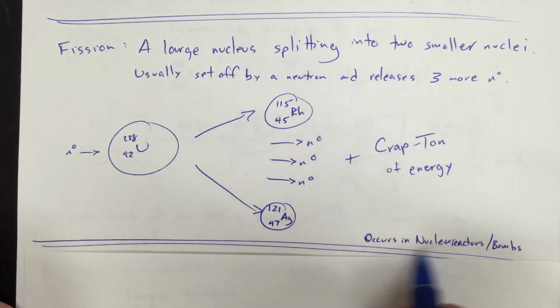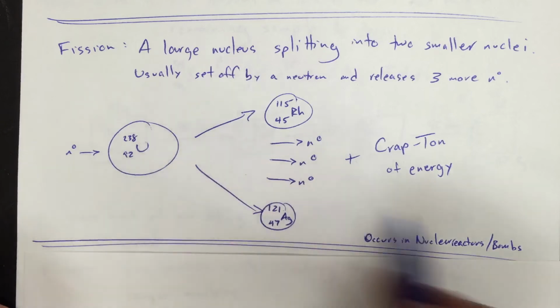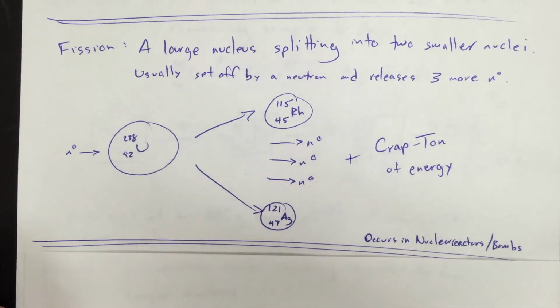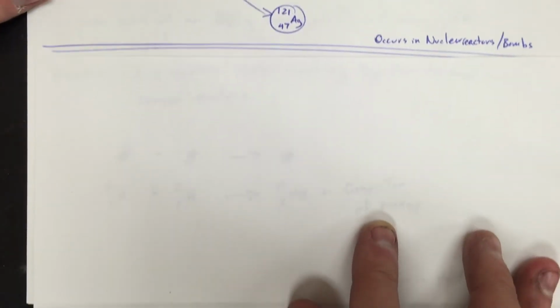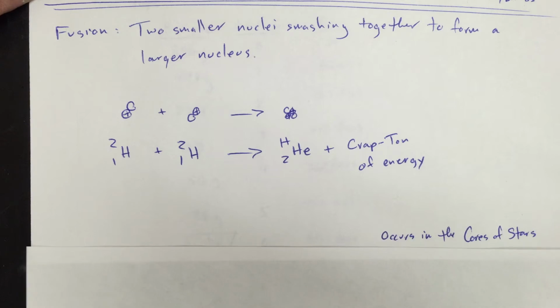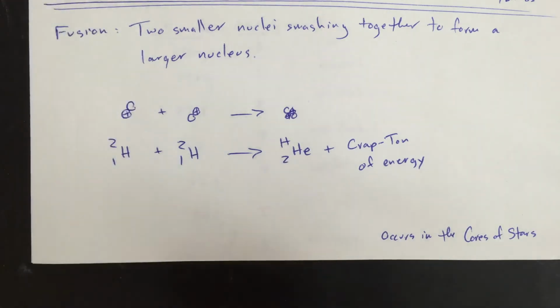So this occurs in nuclear reactors that use uranium and also in nuclear fission bombs like the ones we dropped on Japan in World War II. We're the only country to ever drop nuclear explosives on anybody in war. Yay, go us, USA, USA.